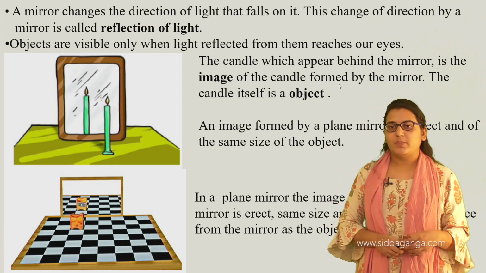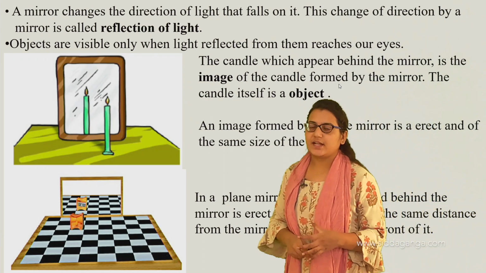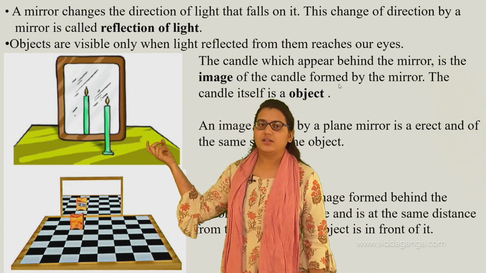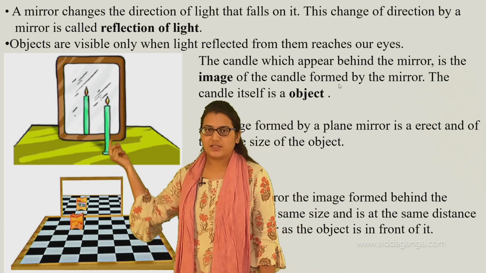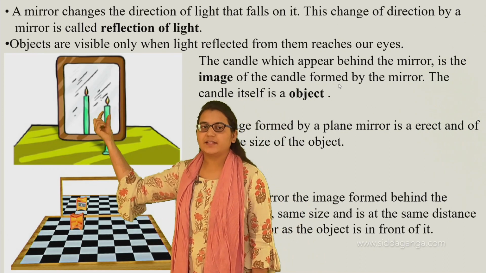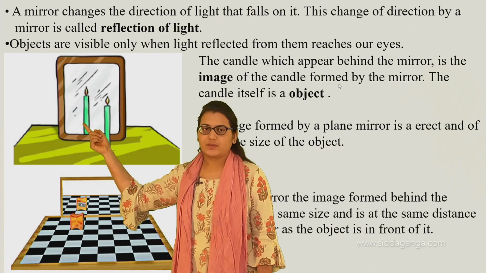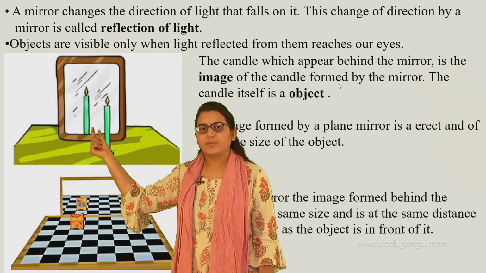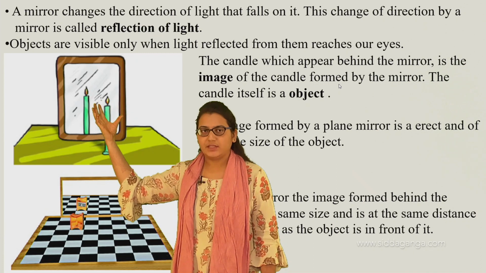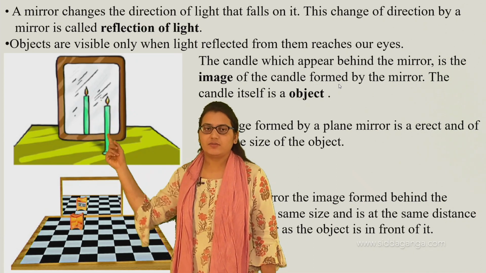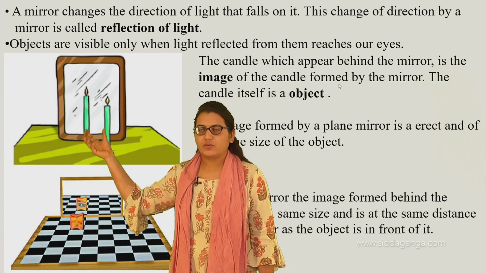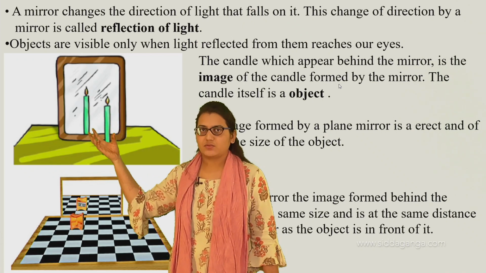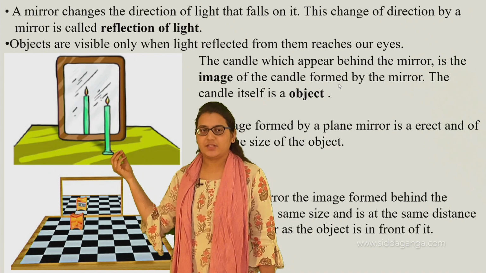Right, so an image formed by a plane mirror is erect and of the same size. This is the plane mirror, and if you keep a candle here and check the size, this is the object and this is the image, and the image of the candle is neither appearing small nor appearing big. It is the same size as the candle. So an image that we find in the mirror which is neither small nor large is what we call an erect image.